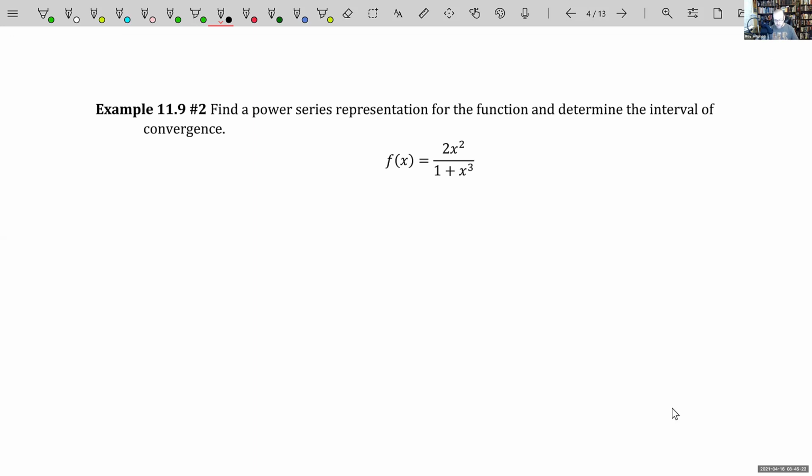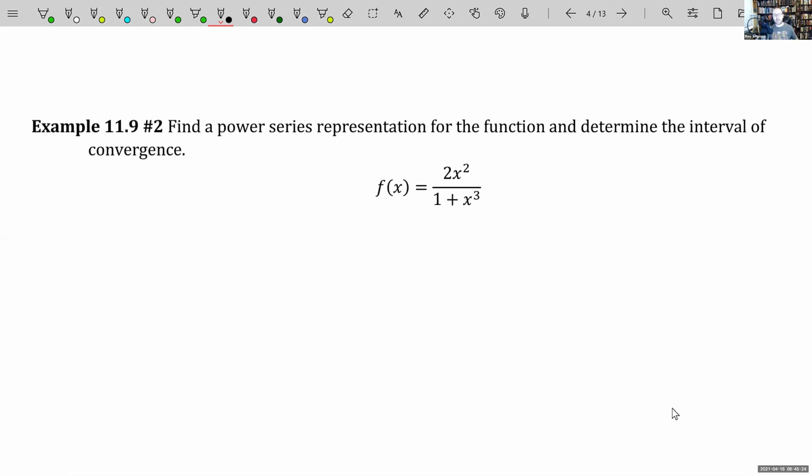So let's do one last example. It looks terrible, right? Find a power series representation for the function. Now, I'm just going to write in here a goal. We want 1 over 1 minus happy face, because we know that will be the summation n equals 0 to infinity of happy face to the nth power. That looks like a confused face, but it's a happy face.